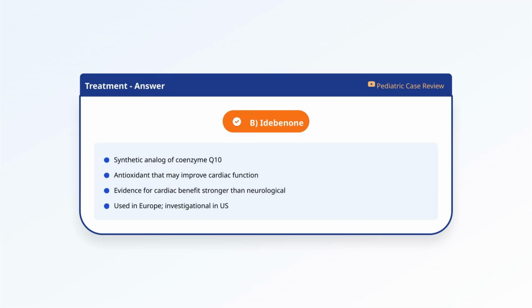Idebenone. Idebenone is a synthetic analog of coenzyme Q10 with antioxidant properties that may improve cardiac function in Friedreich ataxia. Research suggests it may reduce cardiac hypertrophy and improve cardiac output, though evidence for neurological benefits is less conclusive. While approved in some European countries, it remains investigational in the United States for this indication.